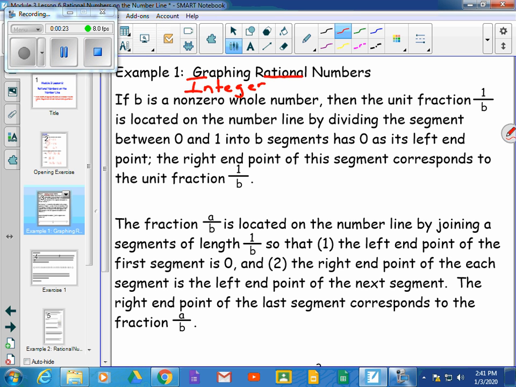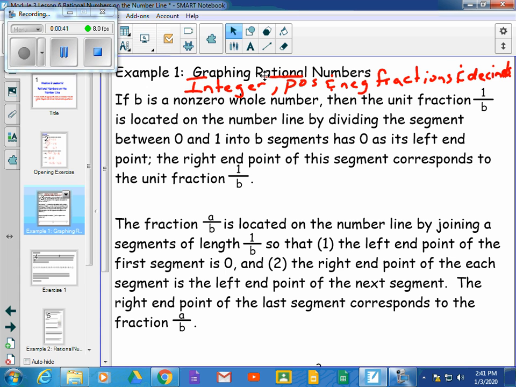But also included in rational numbers are positive and negative fractions and decimals, as well as other numbers, but we're going to be focusing on fractions and decimals, both positive and negative. In this example, we're going to focus on how to graph a fraction on the number line, how to locate where the point would be on the number line if it's a fraction.